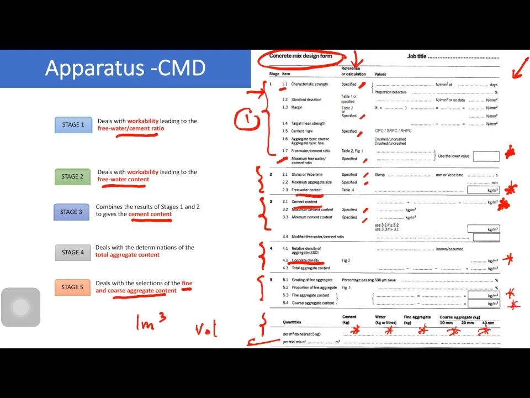So for specified items, everyone needs to refer to the conditions of the project and also any info related to the project. And then here you may see refer to table 1, refer to table 2, refer to figure 1. So everyone needs to refer to the related tables and figures in order to solve, in order to fit in the concrete mix design form.